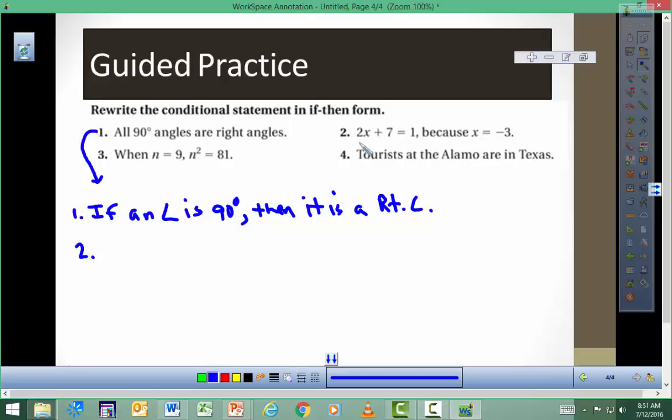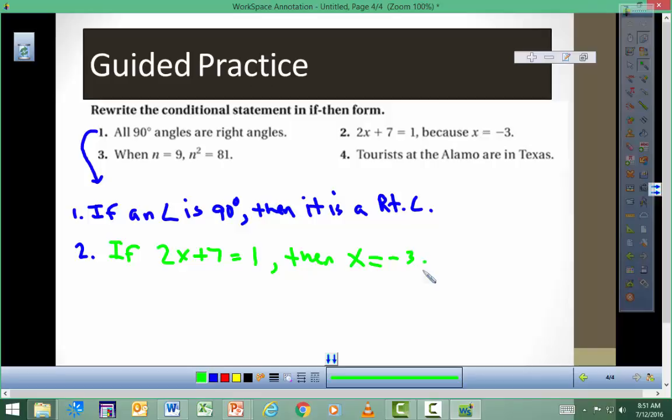So I don't know, it can be tricky sometimes. So here's how we could write this one. Let me switch colors. Okay, so if 2x plus 7 equals 1, then x equals -3. Alright, now here's the thing you have to be careful about.